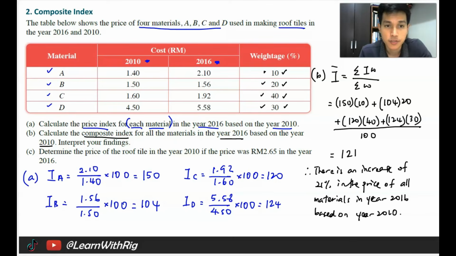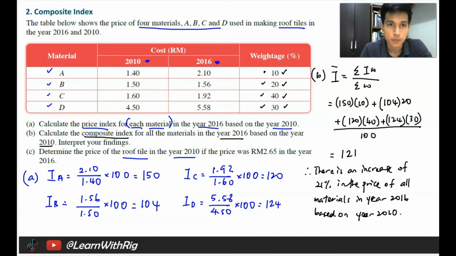So let's look at the last question. It says determine the price of the roof tile. So that means they want to know the price of roof tile in year 2010 if the price was 265 in year 2016. So the key thing is, which of the two formulas do you use? Can you use price index? Answer is index, correct? Only index number formula can use price because they have quantity. If you use composite index, you only need the weightage and also the price index. So you cannot use that. You can only use the index number formula. So we are going to use that to solve this.